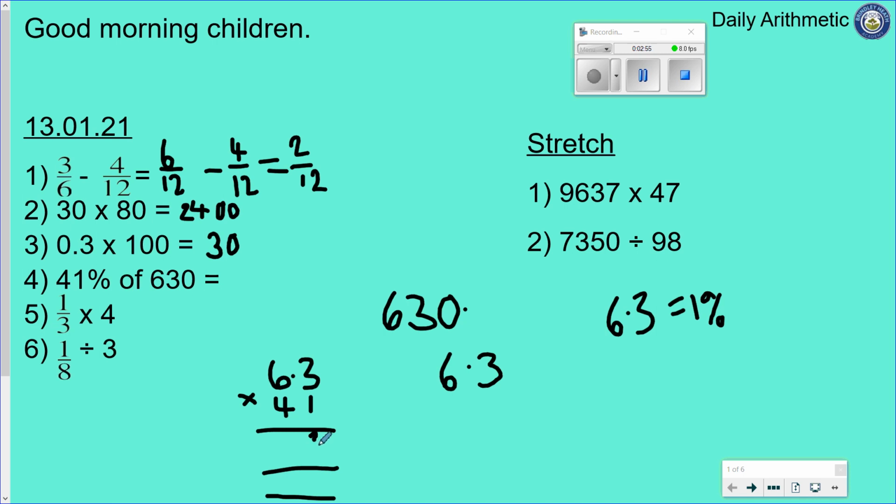One times 3 is 3, 1 times 6 is 6. I need to remember my golden rule of a 0 placeholder in that column. Then I do 4 times 3 gives me 12. Carry my 1. And 4 times 6 is 24. Add my 1, 25. And then I'm going to add up my workings out. So 3 add 0 is 3. 6 add 2 is 8. 5 add nothing is 5, and 2 add nothing is 2. My decimal point just drops right down into my answer, so my answer is 258.3.